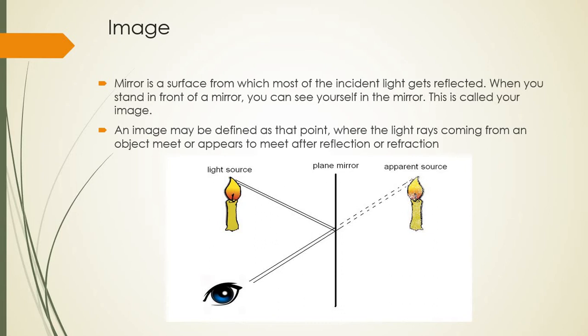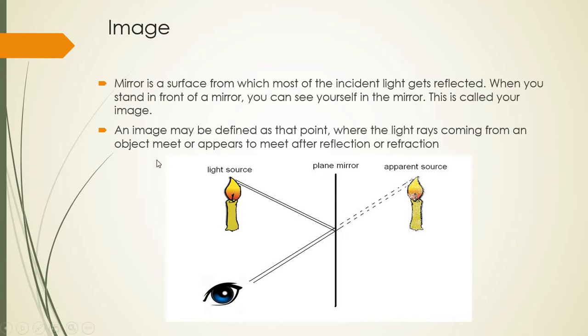Now let us see the proper definition of image. An image may be defined as that point where the light rays coming from an object meet or appear to meet after reflection or refraction. Reflection, as you have studied, is the bouncing back of light. Refraction we are going to study in higher classes, but I will tell you that refraction means the bending of light, meaning when light strikes a surface, it bends.